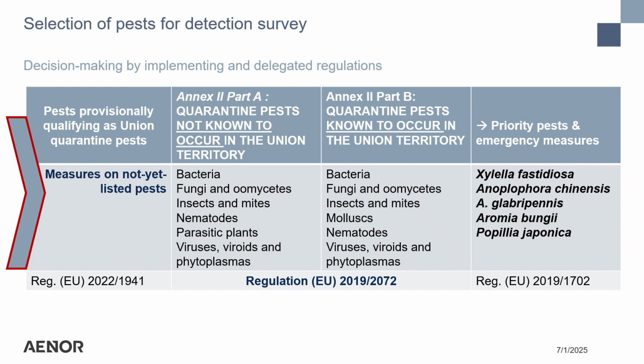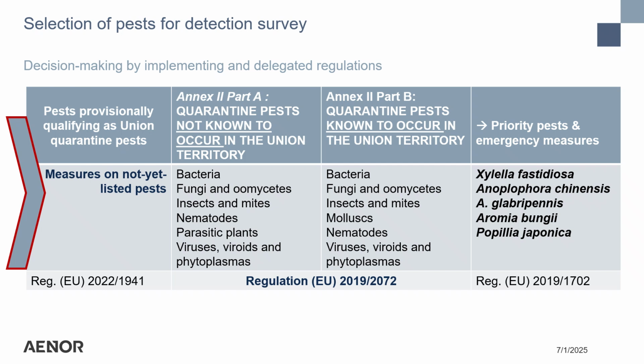In its Annex 2, Part A, we have quarantine pests not known to occur in the European Union, and those are of categories bacteria, fungi, and oomycetes, insects and mites, nematodes, parasitic plants, viruses, viroids, and phytoplasmas.